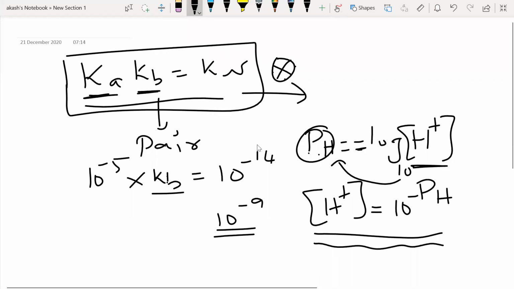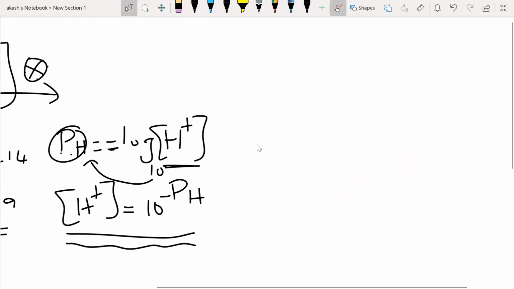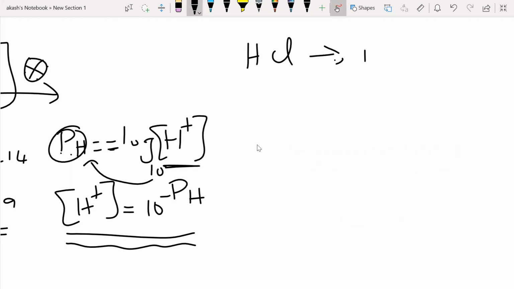What I wanted to tell you is, say, if I have an HCl, I have an acid solution, and say the concentration of HCl is 10 to the power minus 8 M. The concentration of HCl is 10 to the power minus 8 M. Now, what will be the pH of this solution? Can you tell me? I have HCl concentration to be 10 to the power minus 8.